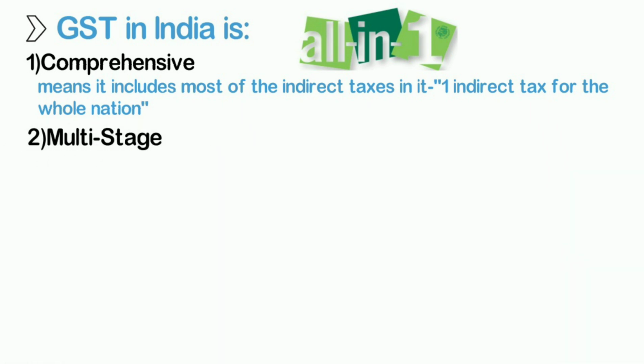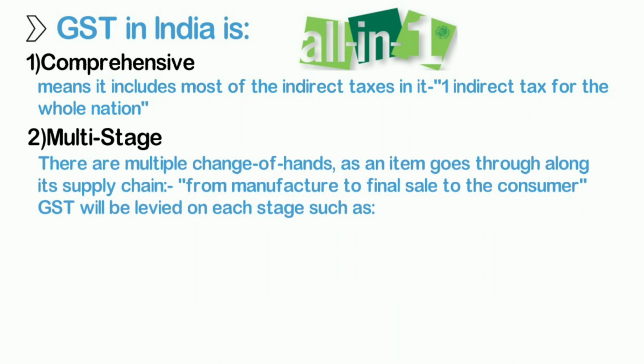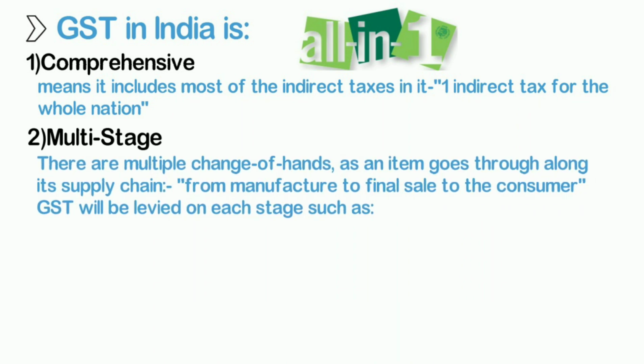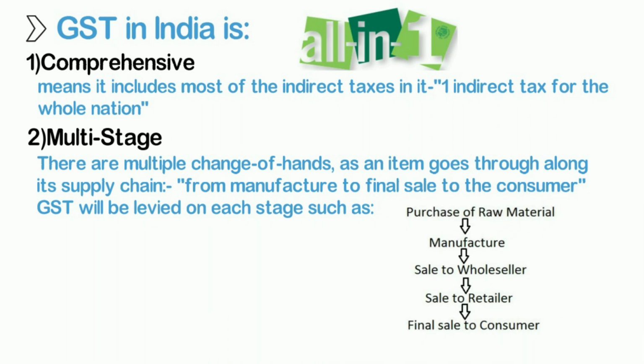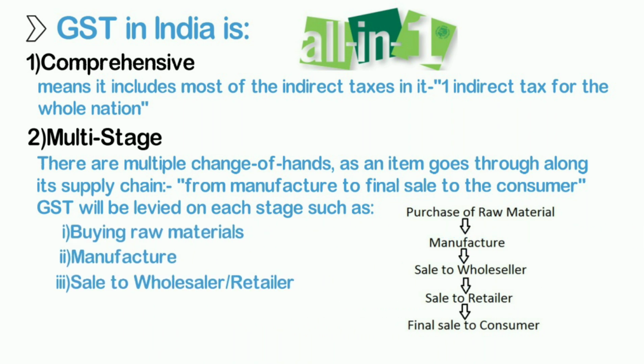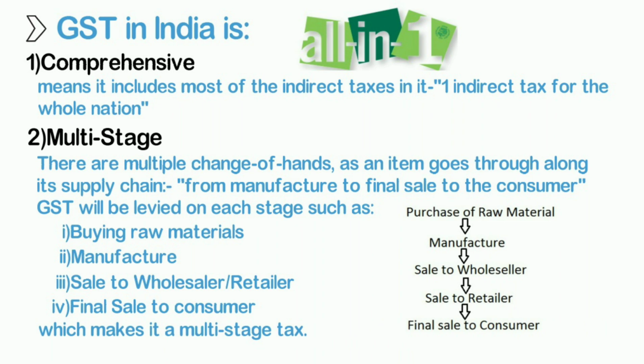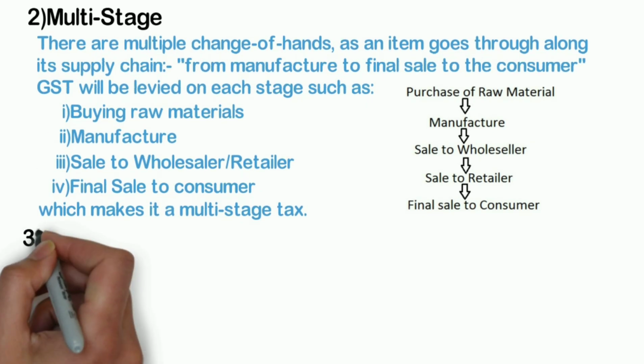The second feature is that it is multi-stage in nature. As an item moves through its supply chain, that is from the manufacturing stage to the final sale to the consumer, it has to move through many hands. And in each such stage, GST will be levied. For example, at the time of buying of raw materials, at the time of manufacture, also when there is sale to a wholesaler or retailer, and also when there is final sale to the consumer, which makes it a multi-stage tax.